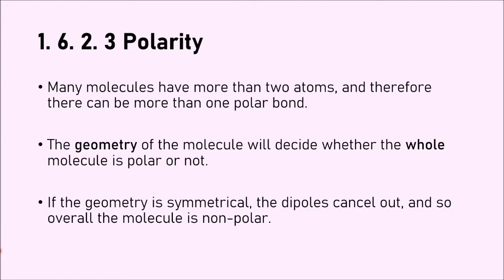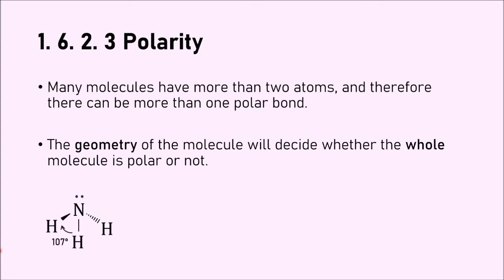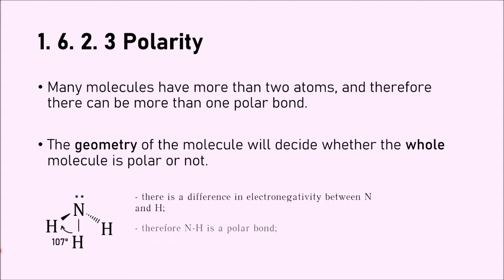So let's have a look at ammonia again. This is our geometry of the molecule. So first of all, remember, nitrogen and hydrogen have different electronegativities. That means that our bond N-H is polar. However, at the moment, this does not tell us that the whole molecule is polar. We don't know yet. We now need to consider the geometry of it.